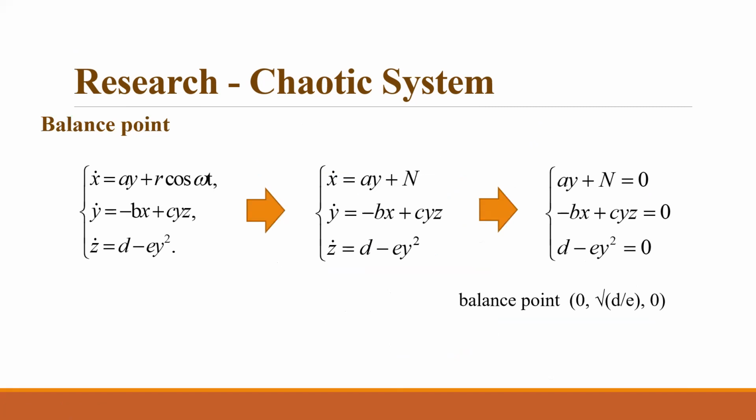The following is the calculation of whether the system has a balance point. First, let R cosine omega t equal n, independent of X, Y, and Z, as the second formula. Second, let the right-hand side of the equation be 0 as the third formula. Next, solving the third formula, we get the system balance point: 0, square root of D divided by E.